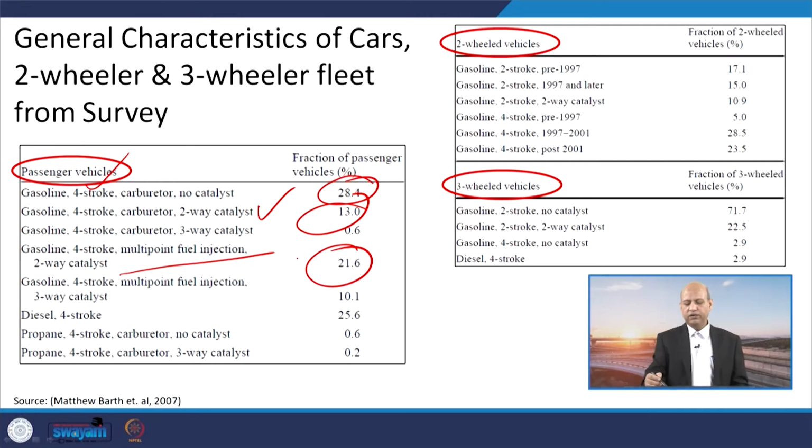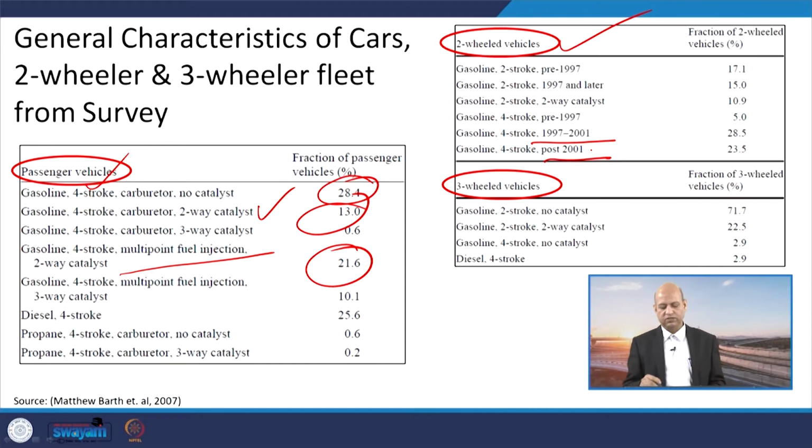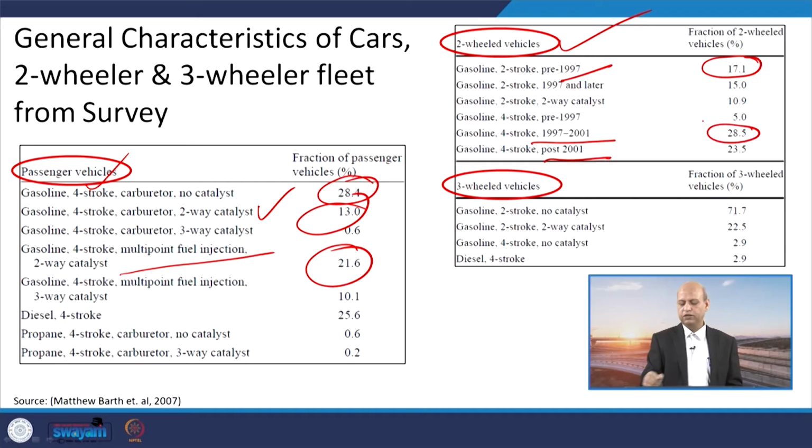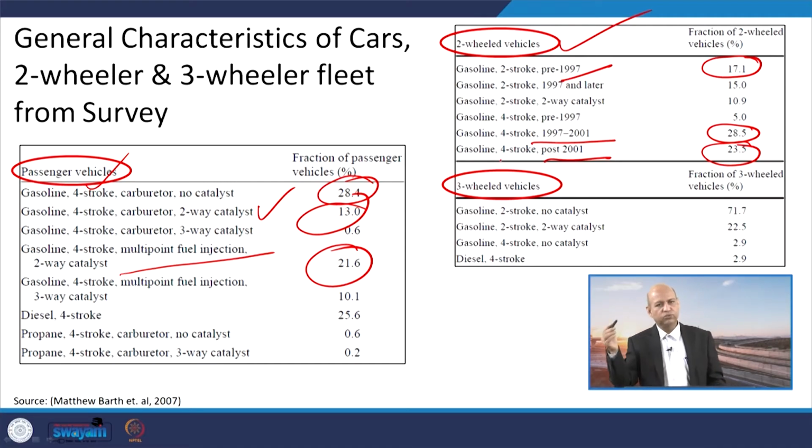And for two-wheeler technology, gasoline 2-stroke and 4-stroke, and then their make, when it was made, like 1997 to 2001, then post 2001, because the technology also changes, 4-stroke engines, 2-stroke engines, those populations were counted and the fractions were calculated: like 17% of pre-97 2-stroke gasoline, similarly 4-stroke 1997 to 2001, 28% or 28.5%, and 23.5% was gasoline 4-stroke two-wheelers post 2001.